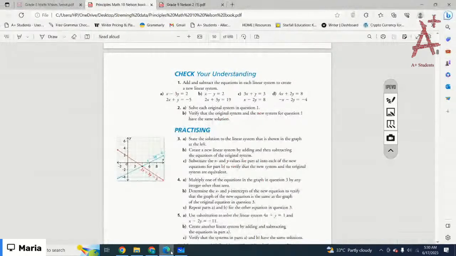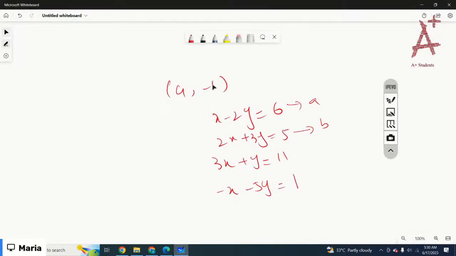Part C is to substitute the x and y values from part A into each of the new equations from part B to verify that the new system and the original system are equivalent. So we got the solution of the system, 4 and negative 1. You have to substitute the values in these two equations and see if they are equivalent to the original equations. So let's see, 4 and negative 1.